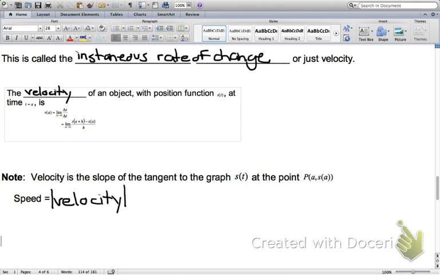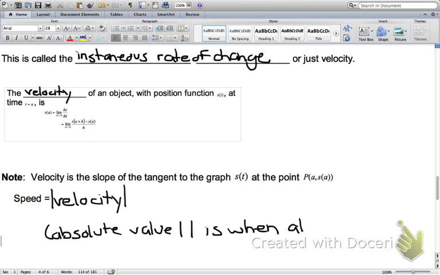Recall that here, absolute value is when all values are positive.